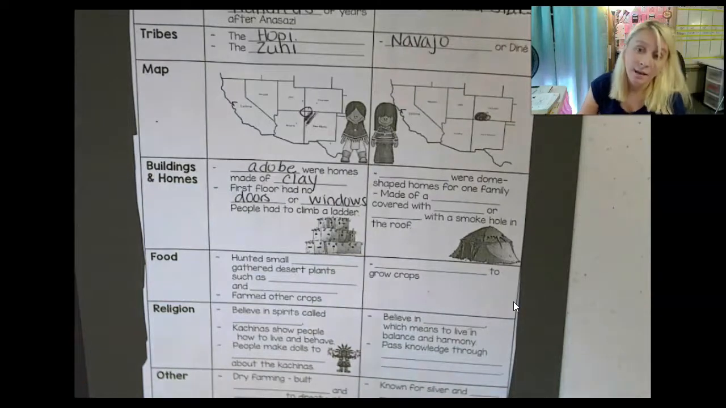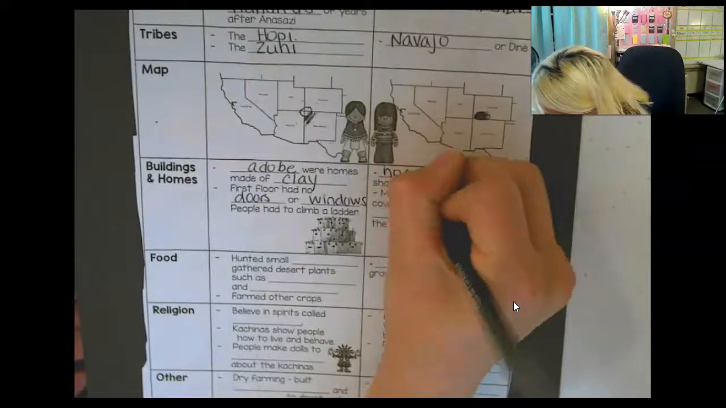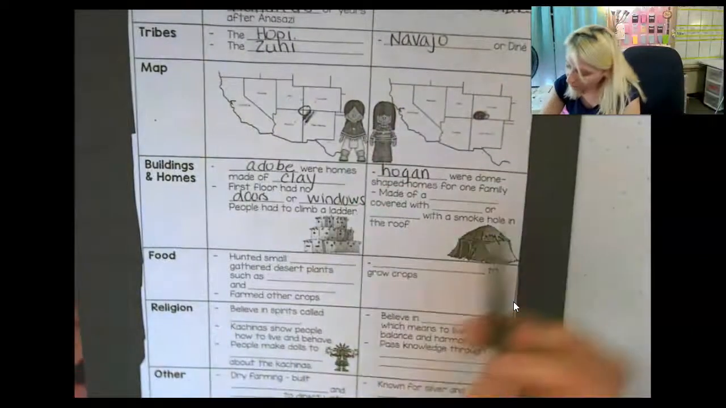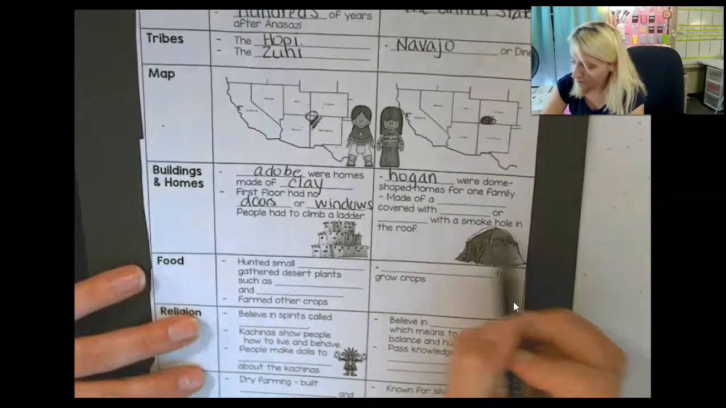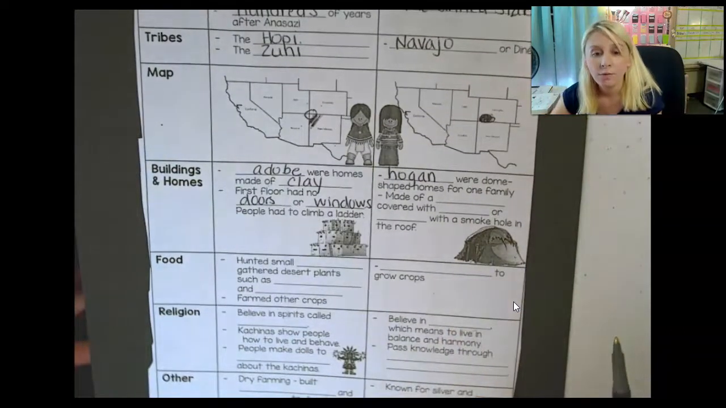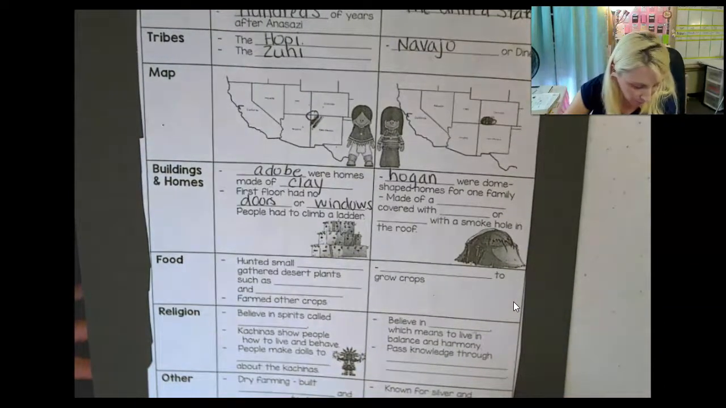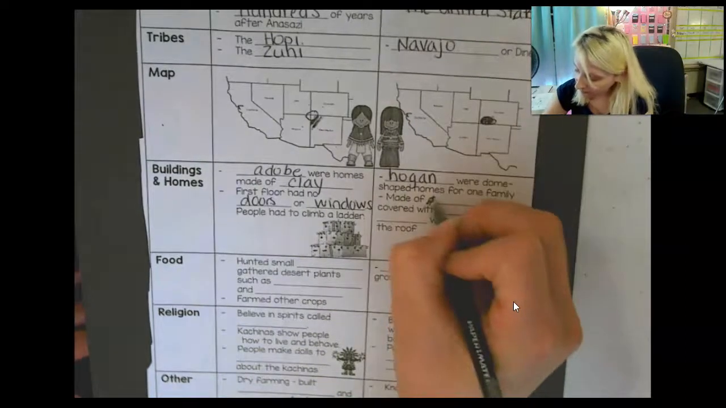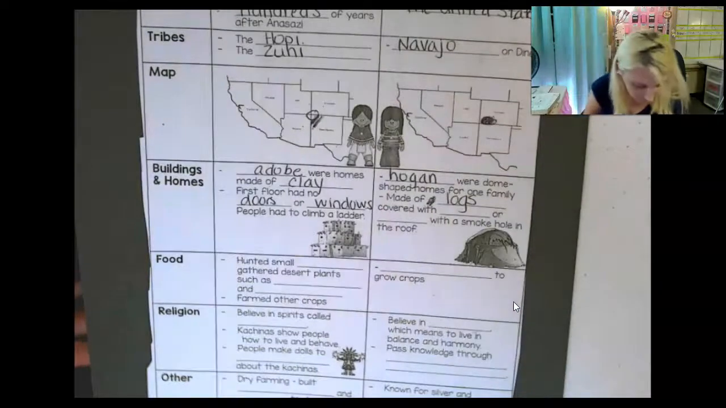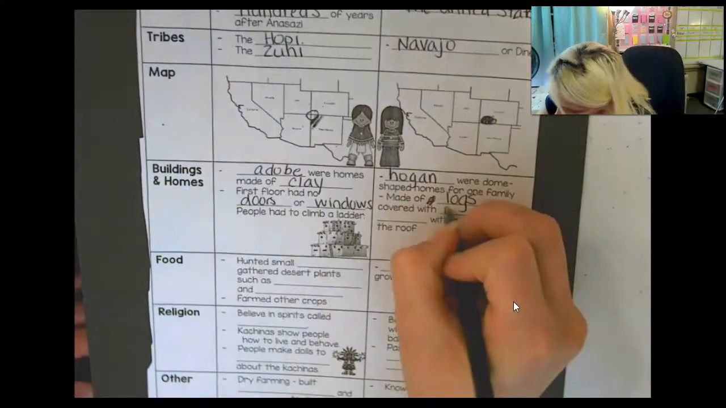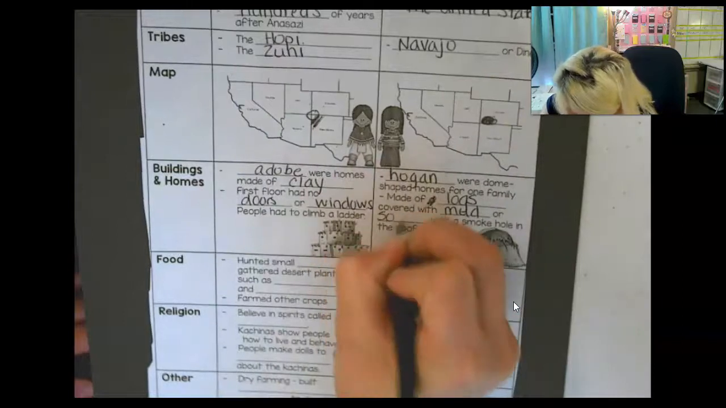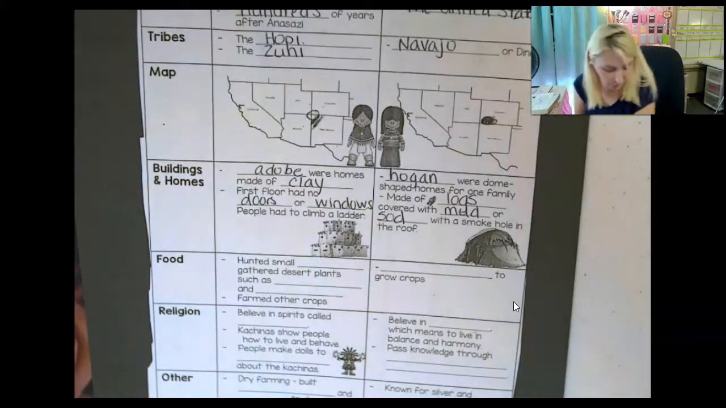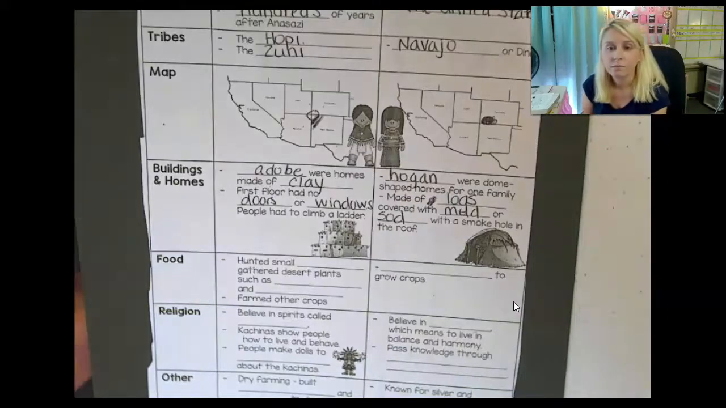In contrast, the Navajo, we learned this as well, theirs were called hogans. Their homes were dome shaped. Domed. That's a dome. Dome shaped. Homes for one family. I don't know why it says made of logs, so let's just get rid of that. Covered with mud or sod, with a smoke hole in the roof. Sod is like grass.